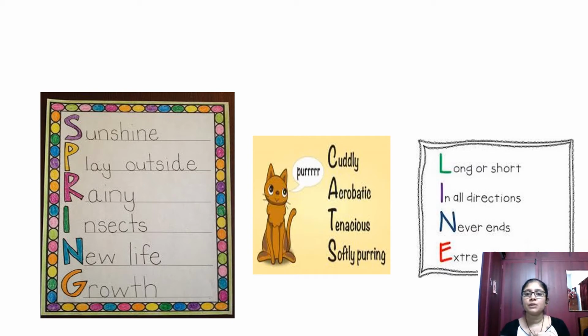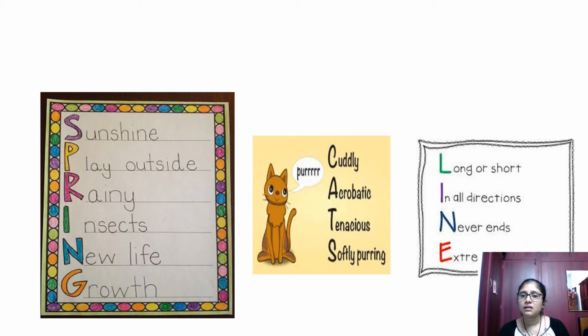The same way, you can see the second title here is cats. So the same way you have to write cats one below the other. C-A-T-S. Cuddly. So it's the character of a cat. You can cuddle it. And acrobatic. A cat does a lot of gymnastic activities. It rolls, it jumps, all those. Then it is tenacious. Tenacious means it holds things very tightly. If you have a cat, you would have seen how tightly it holds things. And softly purring. So these are all the characteristics of a cat. So it is not going out of the topic. Everything talks about the cat.